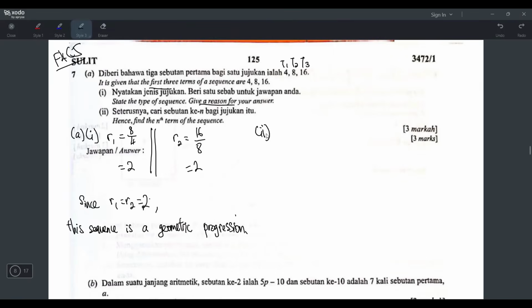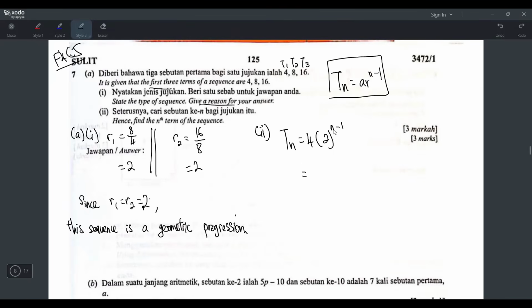Okay, continue. Number 2, hence find the nth term of the sequence. Means want to find Tn lah. But they don't give you the n. So it means later your answer will be in terms of n. Okay, what is the formula for Tn in geometric? AR power n minus 1. This is the formula. I'm trying to use this formula now, but you don't have the n, but it's okay. You have the A and R. The A will be 4 because that's the first term. The R is 2, you found it just now. And then the n minus 1, the n tak ada. Yeah, they never give, but it's okay because you can leave your answer in terms of n. It's fine. All right. Now what do you do?